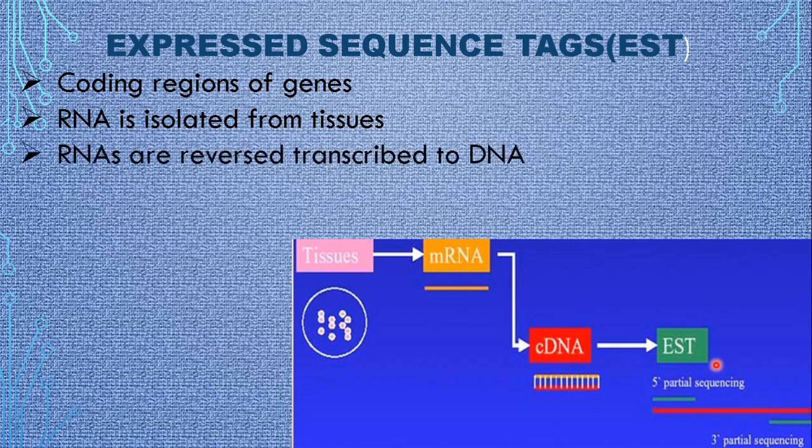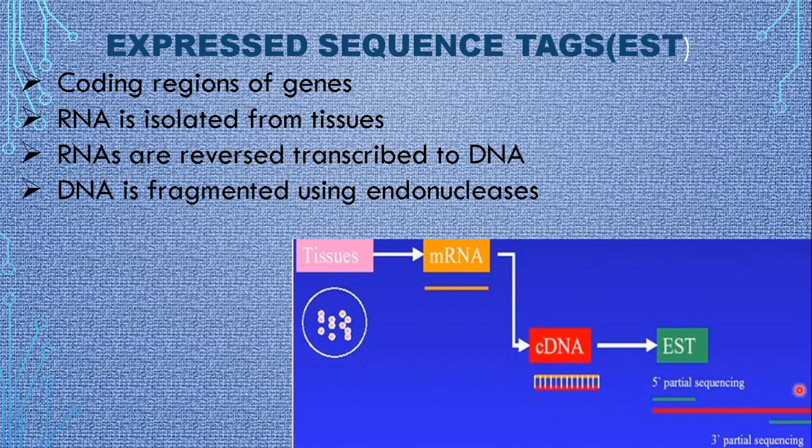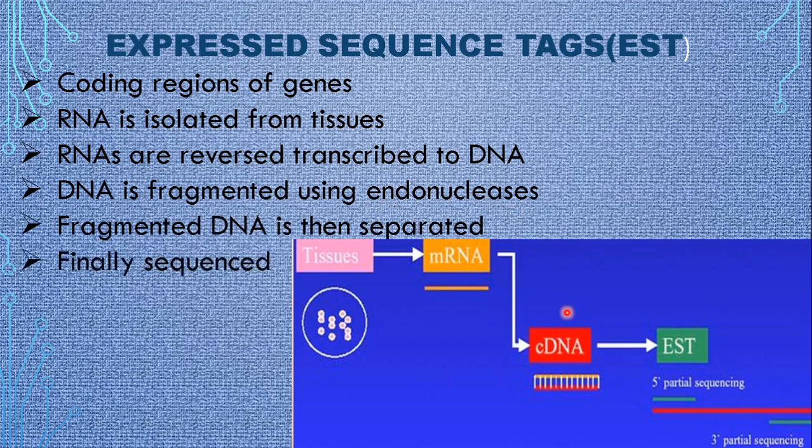RNA is isolated from tissues. RNAs are reverse transcribed to DNA. The DNA that is obtained is fragmented, meaning it is cut into small pieces using the enzyme endonucleases, and then separated out and finally sequenced. So this was the approach for expressed sequence tags.